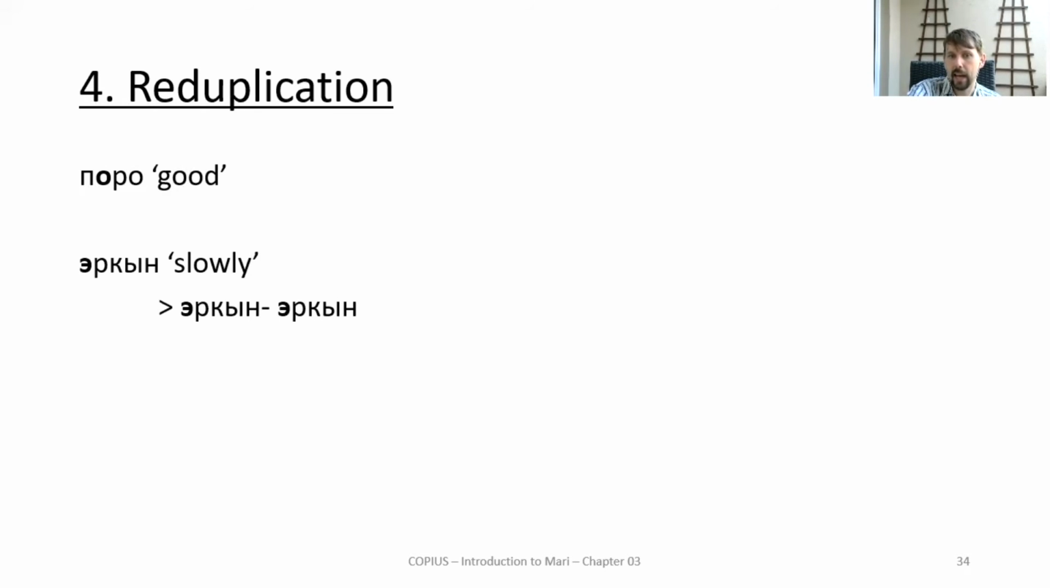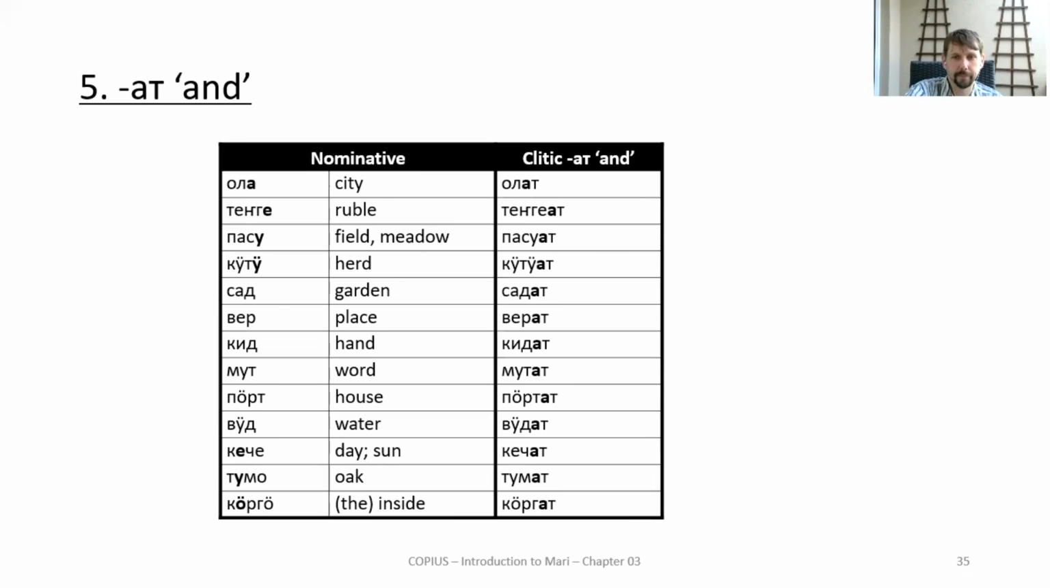Yeah, we have a quick look at reduplication, where we can have erken, which is slowly, and erken erken, which is a more intensive form, like, oh, slowly, which is also the standard reply if somebody asks you how you're doing, and you want to say it's fine. If you don't want to go into detail, you just say, erken, slowly.